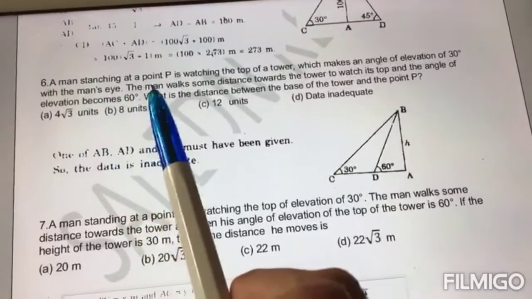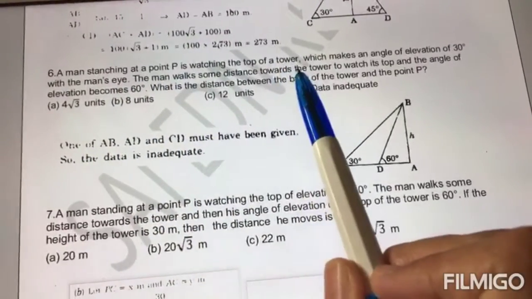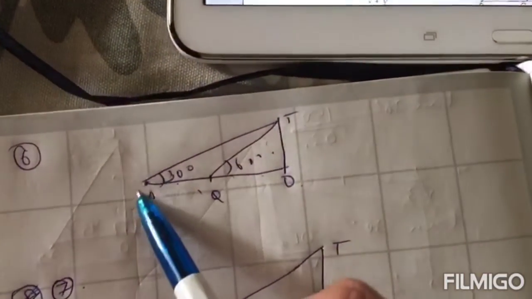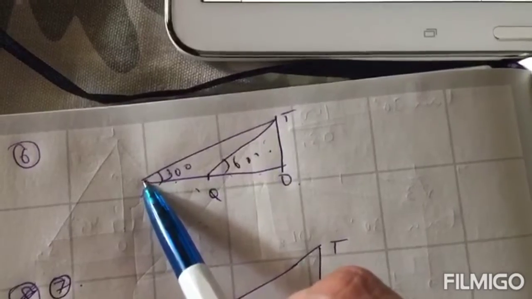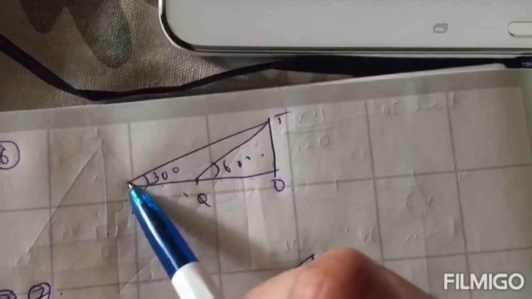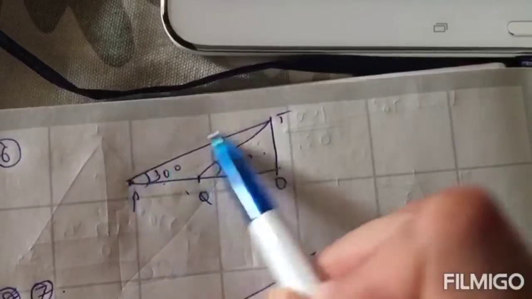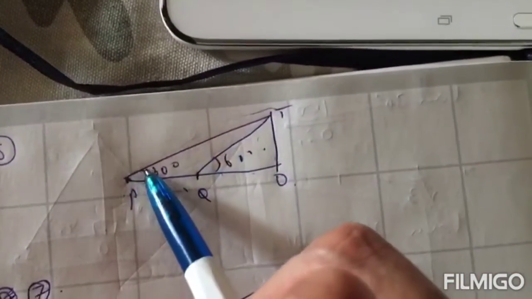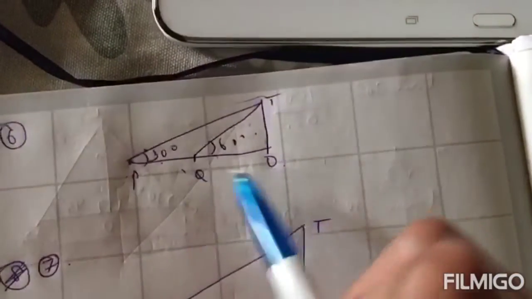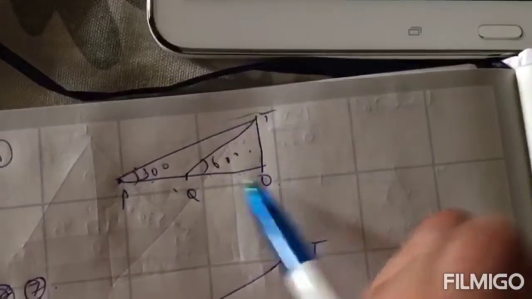A man standing at a point P is watching the top of a tower which makes an angle of elevation of 30 degrees with the man's eye. So let point P be where the man is standing and watching. Let this be the top of his head. Let OT be the tower. So we are saying that the angle of elevation from his eye to the top of the tower as he sees it forms an angle of 30 degrees. So we have an angle OPT, and a triangle OPT.